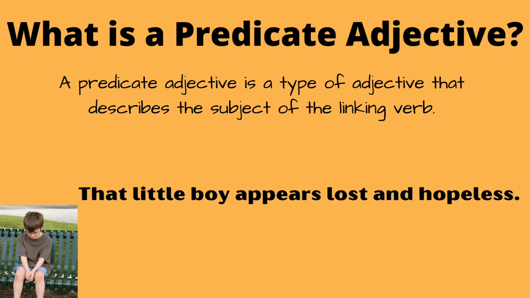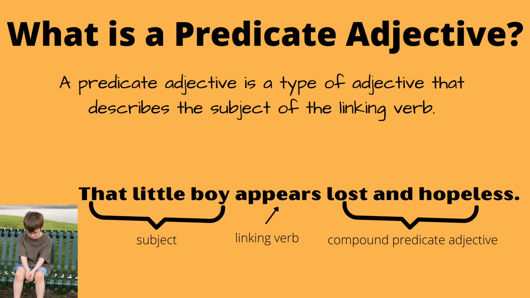Okay, and we're going to have one more example. That little boy appears lost and hopeless. In this sentence, the subject is a noun phrase, that little boy. All right, and our linking verb is appears. Here we have a compound predicate adjective, okay? Meaning that we have two predicate adjectives for just one linking verb. And our predicate adjectives are lost and hopeless. So we have two adjectives in our predicate that are linked to our subject with a single linking verb. This is why it is compound.